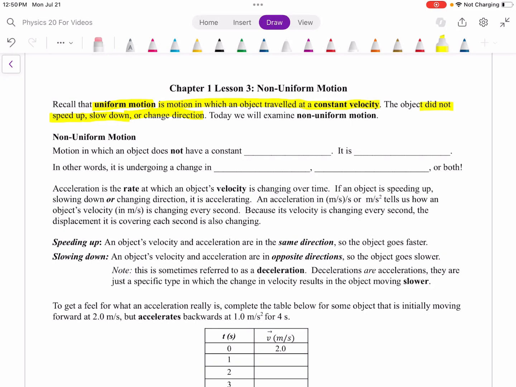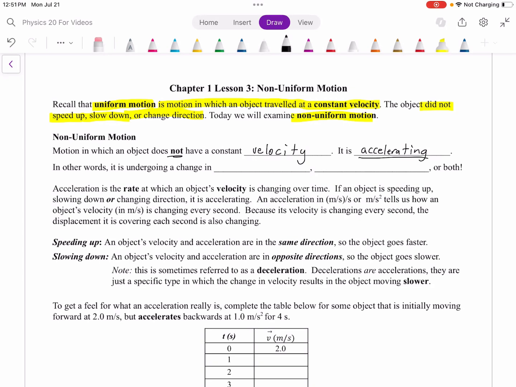So today we're going to examine non-uniform motion, and you can probably piece together that if uniform motion is when you have a constant velocity, non-uniform motion is when you do not have a constant velocity. And whenever your velocity is changing, you are accelerating. Get used to that word. We're going to use it a lot, okay? So all it means to be accelerating is to have a velocity that is changing.